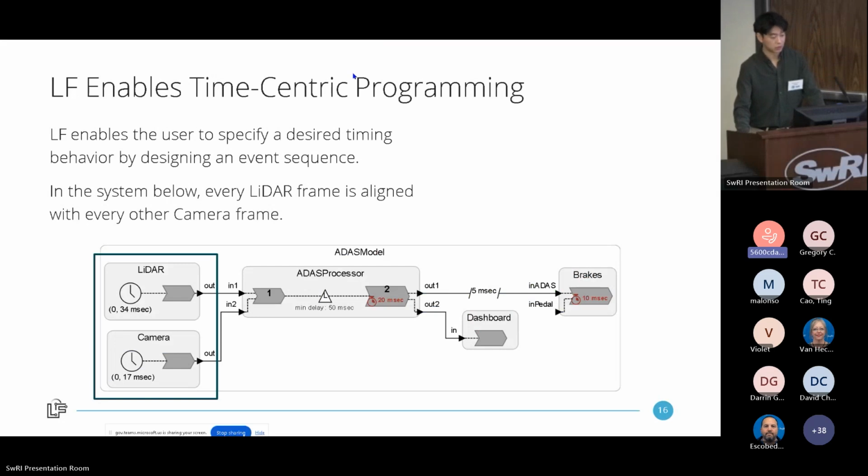Also, Lingua Franca enables time-centric programming. So essentially, it enables the user to specify a desired timing behavior by designing an event sequence. In the system below, which has a similar layout to the previous example, we can see that every LiDAR frame is aligned with every other camera frame, because LiDAR has a period of 34 milliseconds, while the camera has a period of 17 milliseconds. So every LiDAR data point is aligned with every other camera data point, and this is all specified in the program.